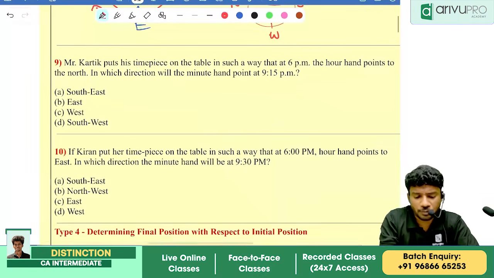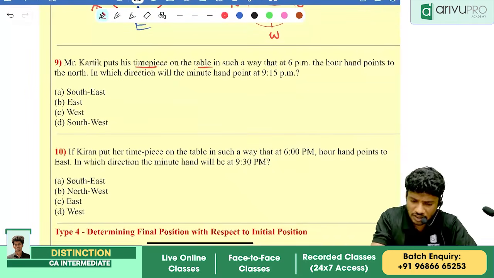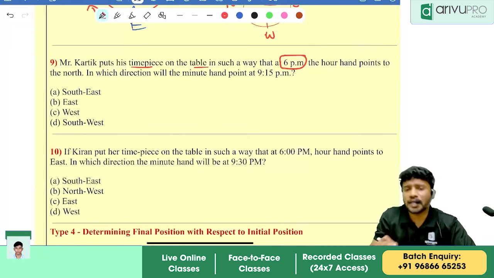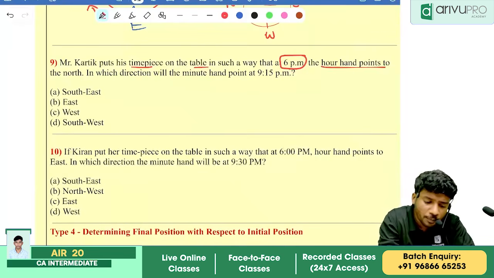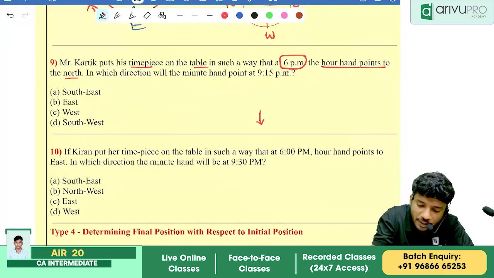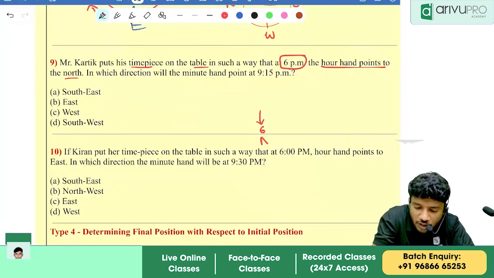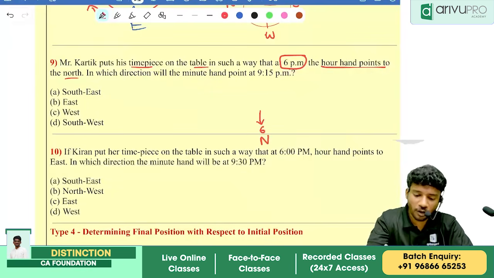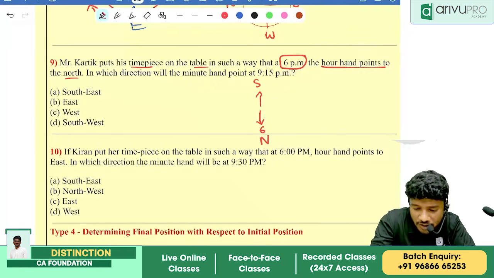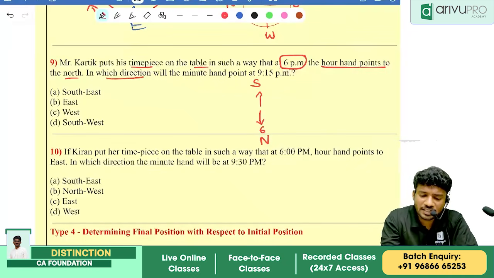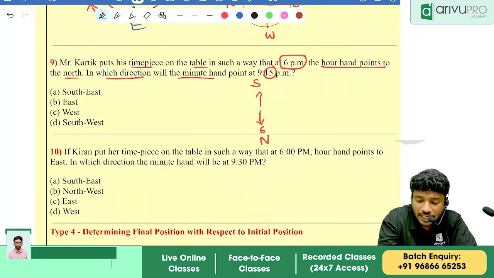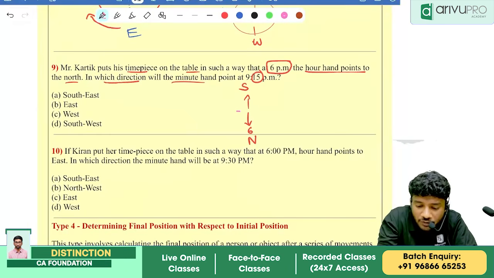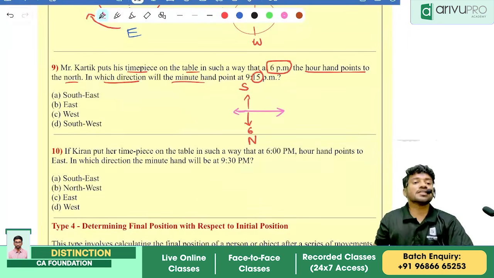Mr. Karthik put his timepiece on the table in such a way that at 6 p.m. the hour hand points towards north. 6 p.m. means 6 is over here, north is over here. Then the opposite will be what? The south. Then the question: in which direction is the minute hand pointing at 9:15? 9:15 means the hour hand will be looking here and the minute hand will be looking towards this direction.